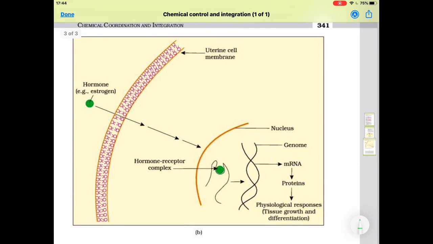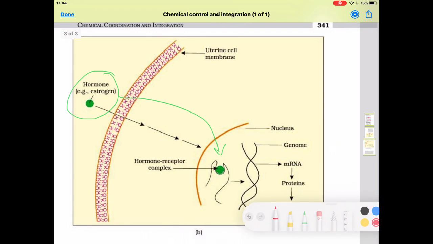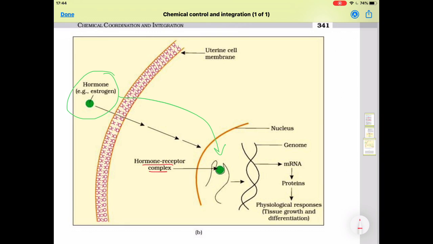In the steroid hormone, the hormone enters directly into the nucleus and then combines with the DNA and forms a hormone receptor complex. It interacts with the DNA, it forms the proteins, and these proteins directly produce a physiological response, changes in the cell.